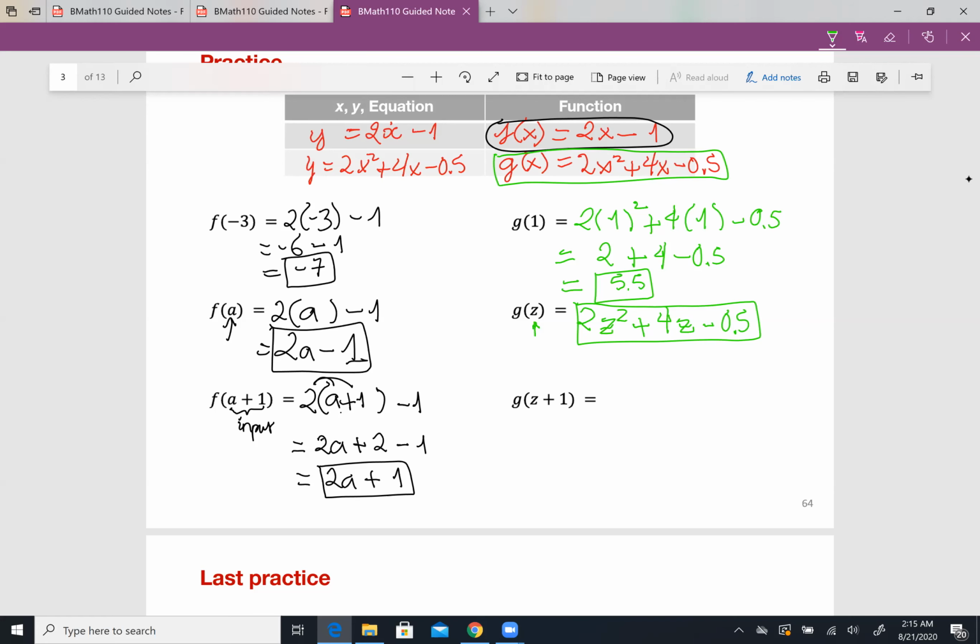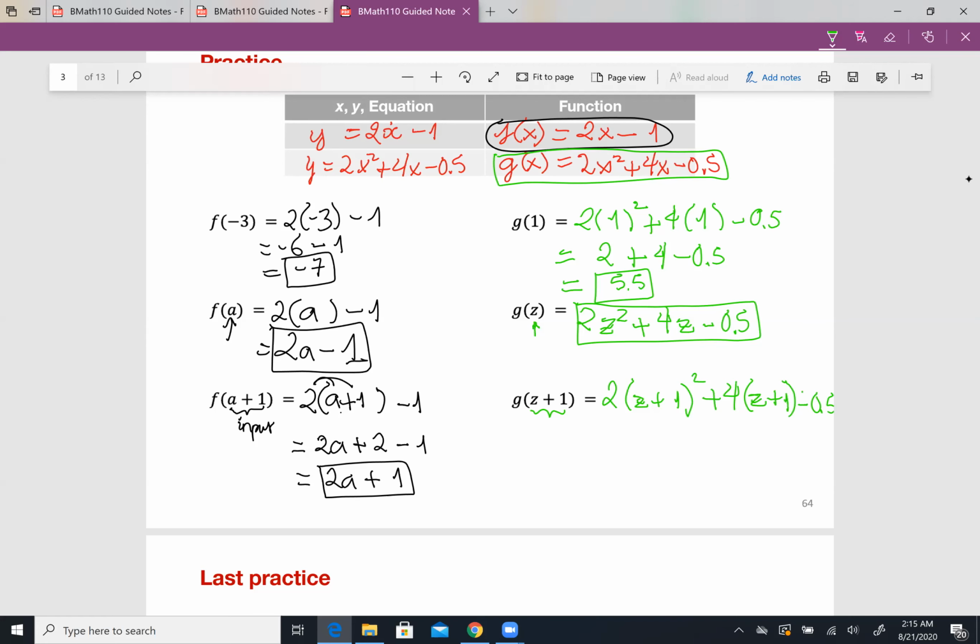And now I have z plus 1 as the input. So I have to change it: 2 times the input squared, plus 4 times the input, and then minus 0.5. So what is the input? Z plus 1, and then Z plus 1.